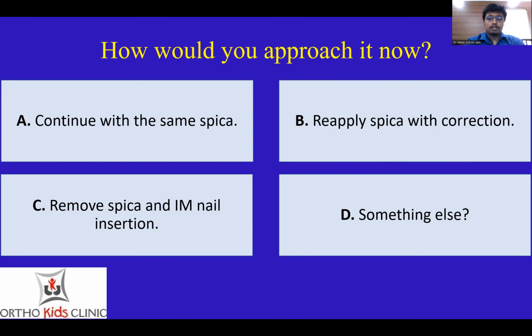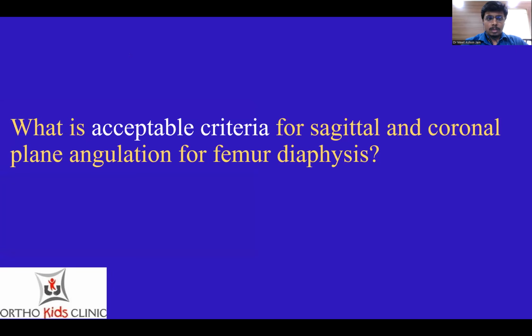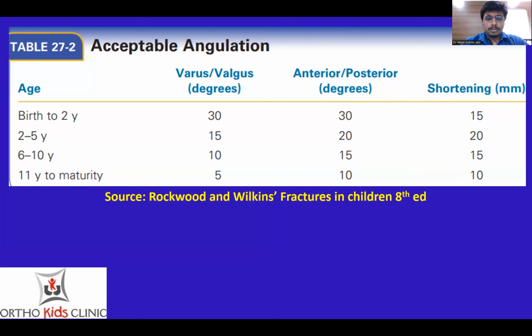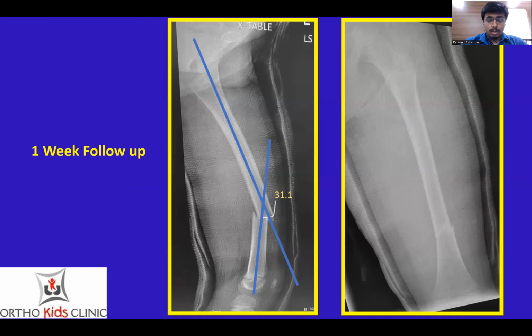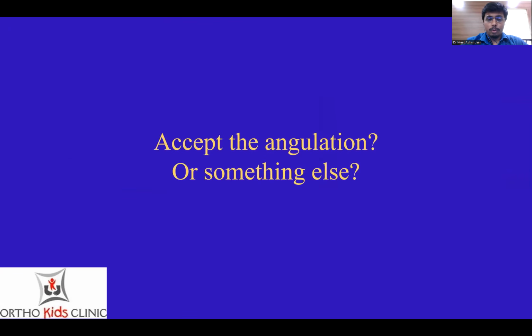Yeah, fine. So Meet, go ahead and show what was performed. This is from Rockwood and Wilkins 8th edition, and as we can see here, from the age of 6 to 10 years, the acceptable limit for anteroposterior angulation is just 15 degrees. Now this was the 1 week follow-up that I had shown previously, and it has an angulation of 31.1 degrees. So would we accept the angulation or should we do something else?